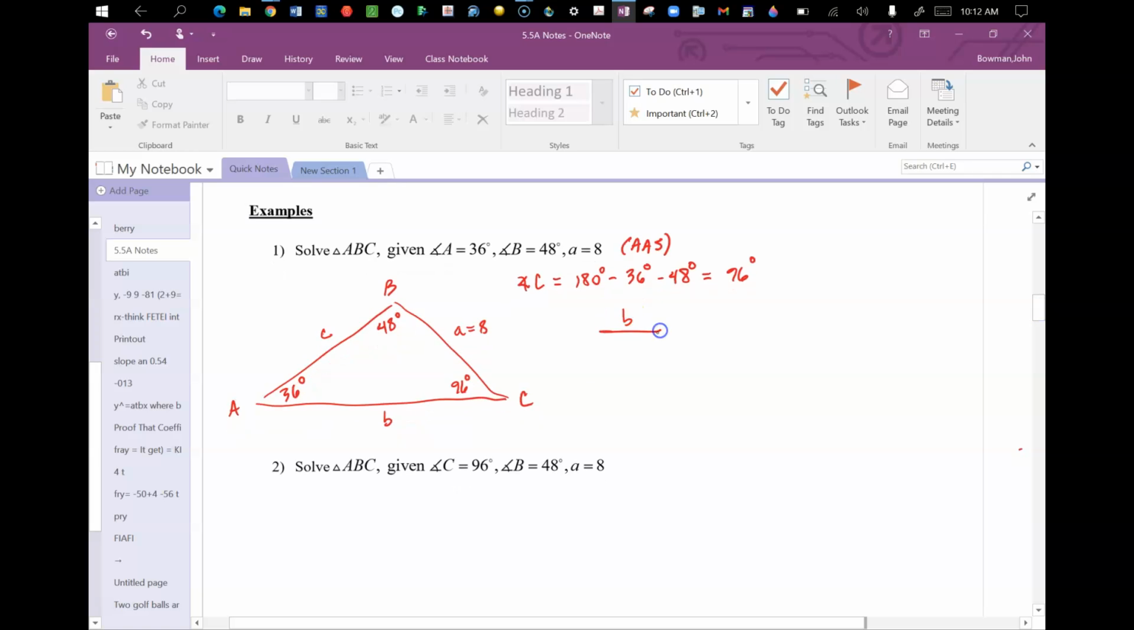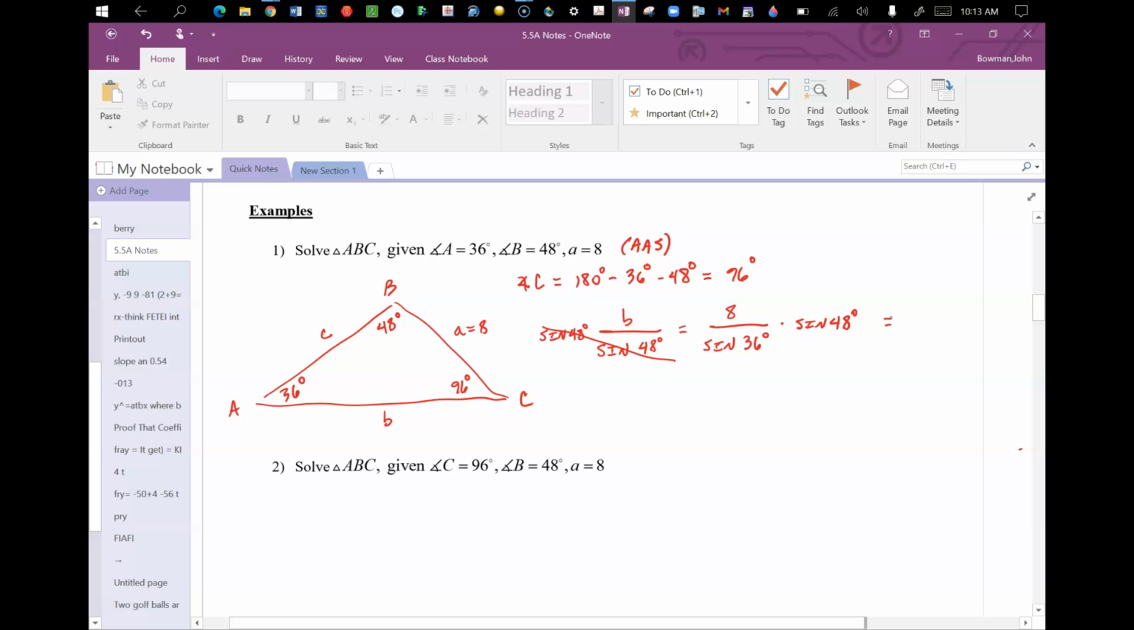So I'm going to write B over the sine of angle B, which is the sine of 48 degrees, is equal to, now you want to pick a combination of sides and angles that you know. So we're going to use 8, which is side A, over the sine of angle A, which is 36 degrees. And then we're going to solve that by multiplying both sides by the sine of 48 degrees. So those cancel on the left-hand side, and we get our answer on the right-hand side.